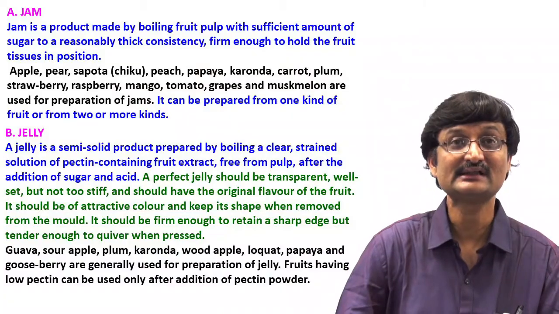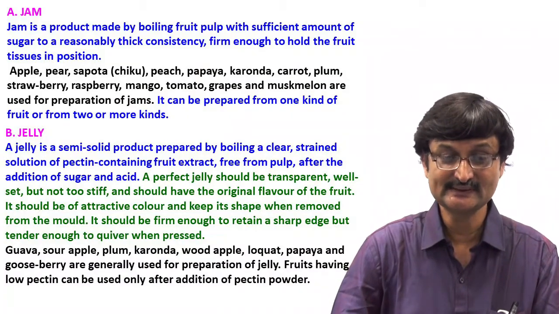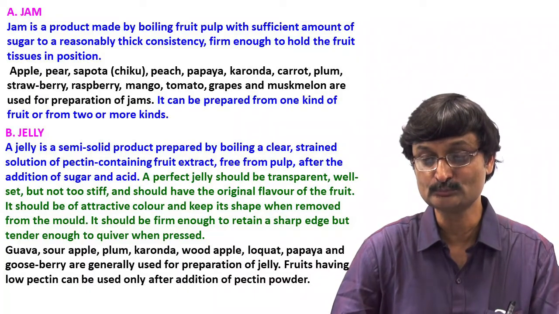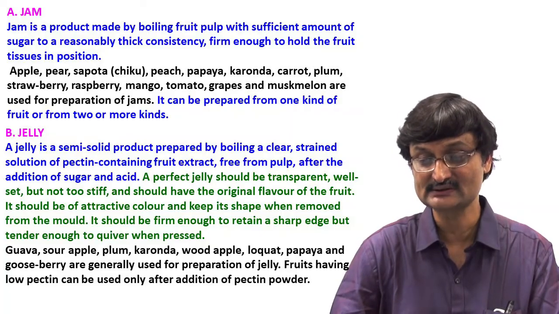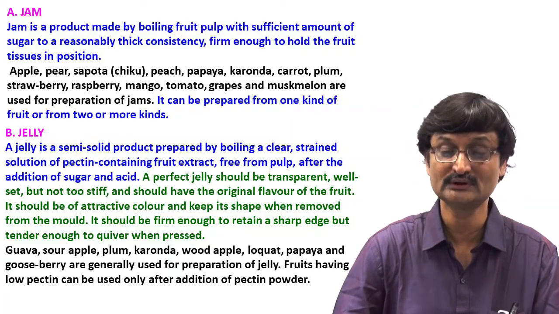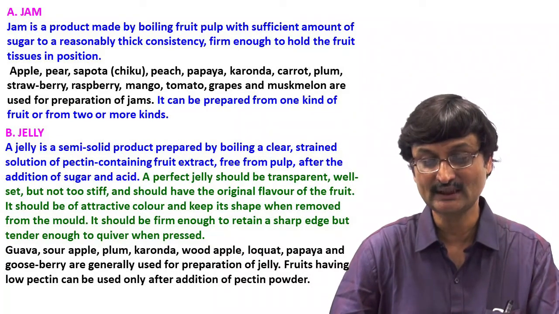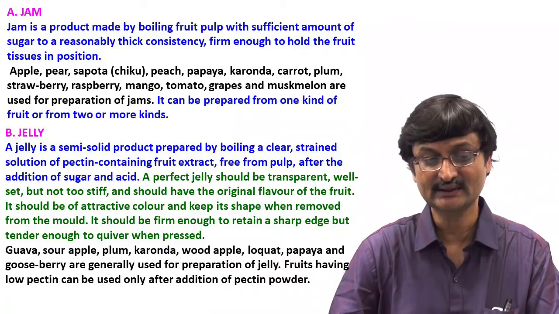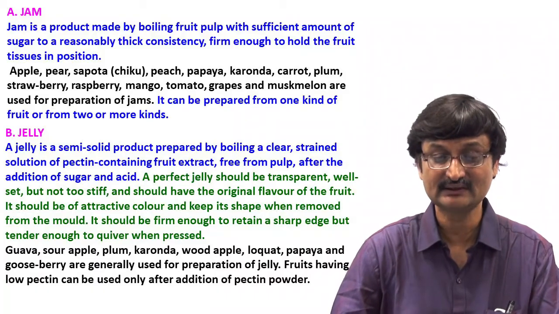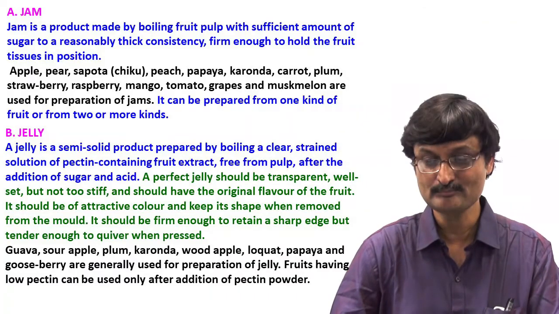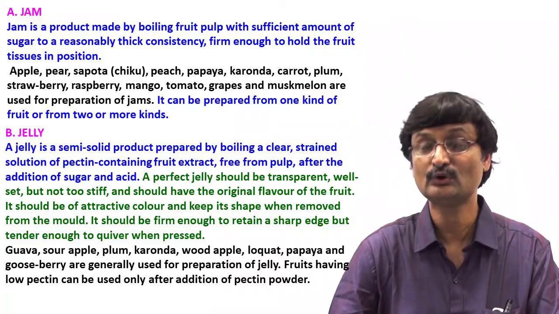Now we will see what is the difference between jam, jelly and marmalade. Jam is a product made by boiling fruit pulp with sufficient amount of sugar to a reasonably thick consistency, firm enough to hold the fruit tissues in position. Apple, pear, sapota, peach, papaya, karonda, carrot, plum, strawberry, raspberry, mango, tomato, grape and muskmelon are used for preparation of jam. It can be prepared from one kind of fruit or from two or more kinds.